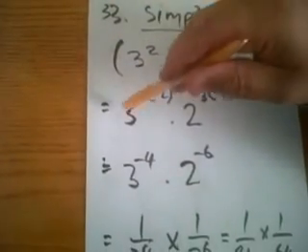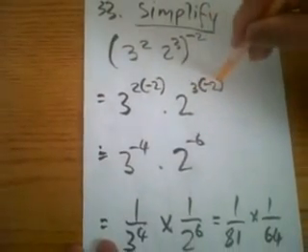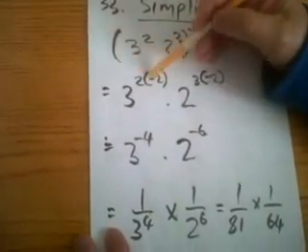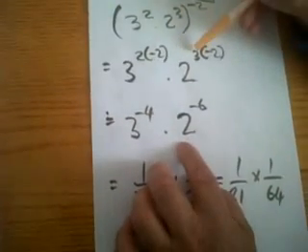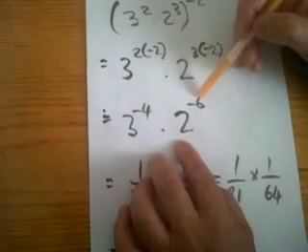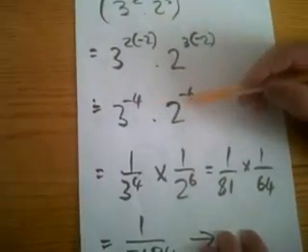So that is 3 to the power 2 times minus 2, and 2 to the power 3 times minus 2. A minus times a minus is a plus, so 2 times 2 is 4. And then 3 times minus 2 will give you minus 6, because a minus times a plus is a minus. Okay, so that is 3 to the power minus 4 and 2 to the power minus 6.